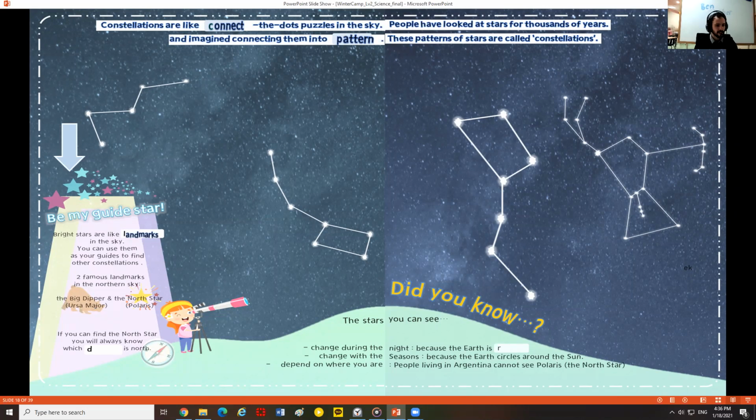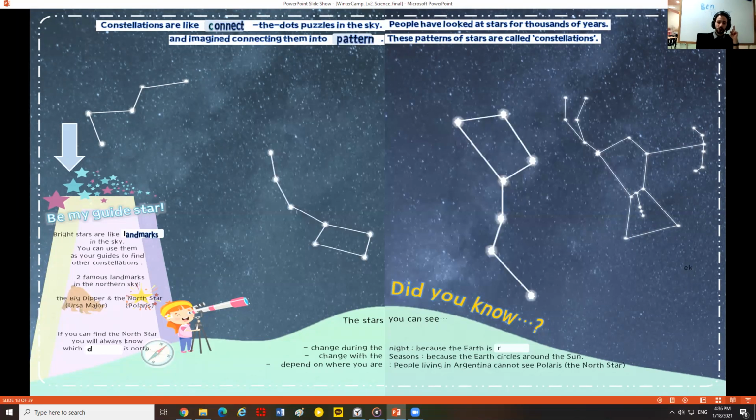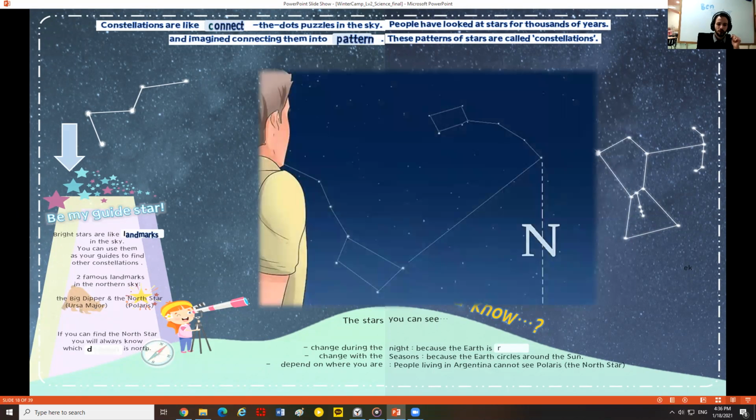Now, bright stars are like landmarks in the sky. You can use them as your guides to find other constellations. Two famous landmarks in the northern sky are the Big Dipper and the North Star. The Big Dipper, also called Ursa Major, and the North Star, or Polaris. If you can find the North Star, you will always know which direction is north.